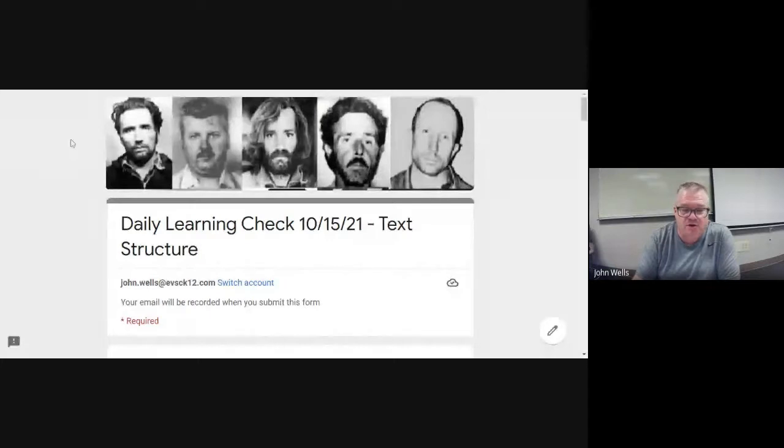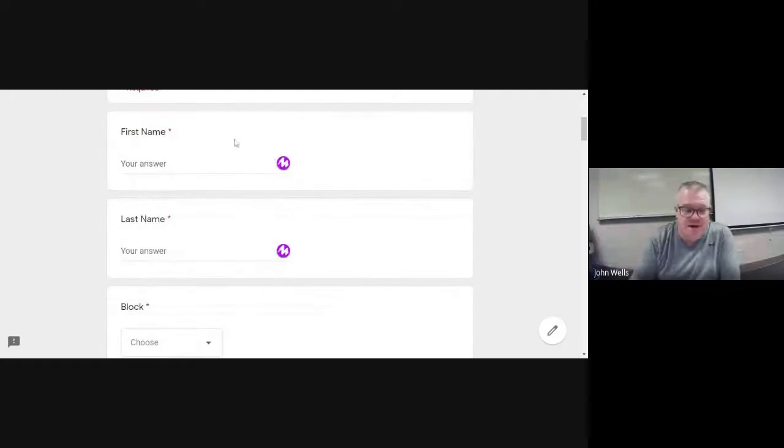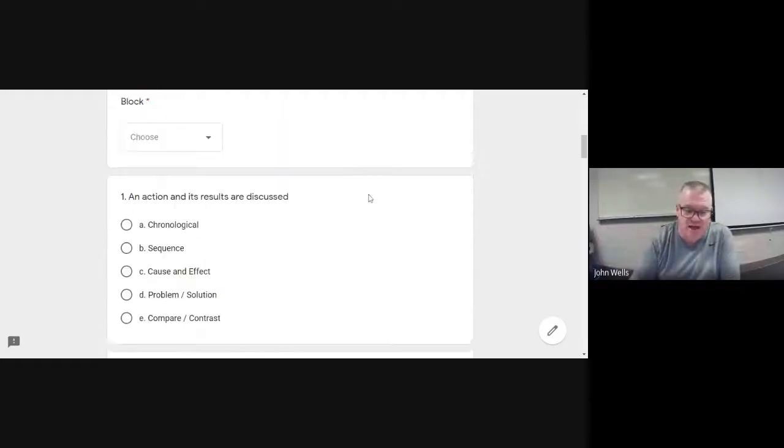When you go to Google Classroom and pull up the form, you get a form that looks like this. Across the front is a bunch of serial killers. Kind of some scary guys there, right? Let's take a look at the form here. It's pretty straightforward. First name, last name, which block you're in.